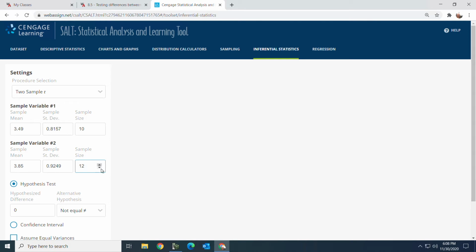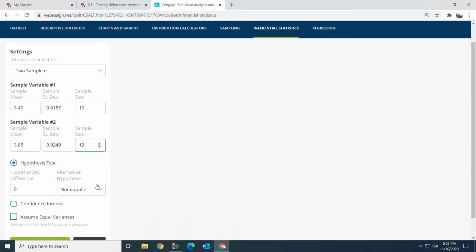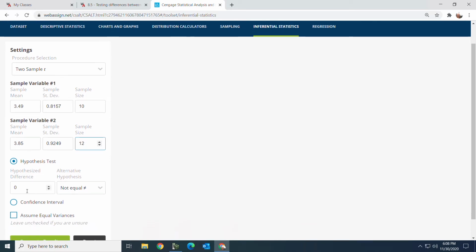In our hypothesis test, your null hypothesis is always the claim that there's no difference. So we're going to stick with that. There's no difference in crime rates between the regions.